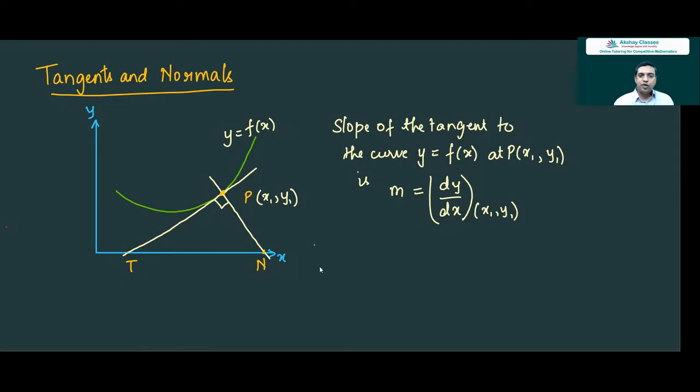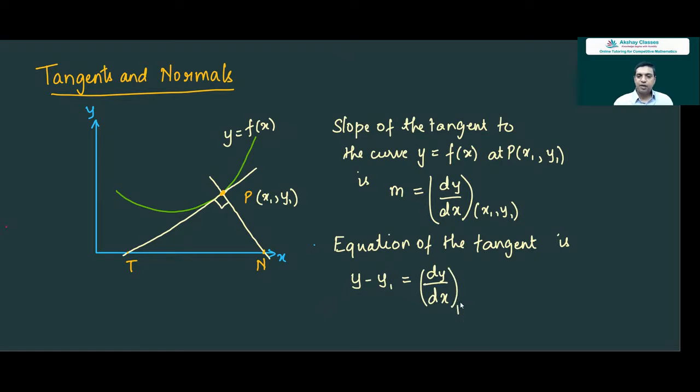Now, equation of the tangent. Equation of the tangent is y minus y1, point slope form of the straight line, y minus y1 is equal to m into x minus x1, and this m is dy by dx at that point P. So this is the equation of the tangent.